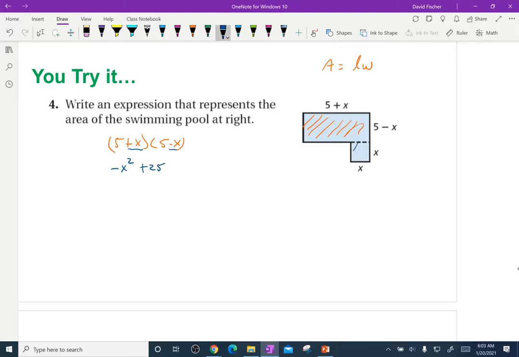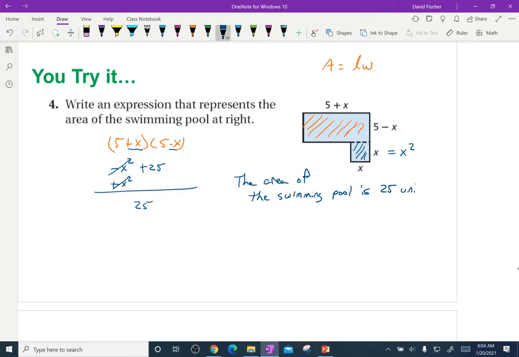Let's find the area of my little square. Do you agree that x times x is going to equal x squared? And if I want the total area of my swimming pool, I should add these two guys. So I'm going to put plus x squared. My x squareds cancel out, so it's just 25. And again, I don't think they have anything, so I'm just going to put units, and I'm going to put a 2 up there, square units.